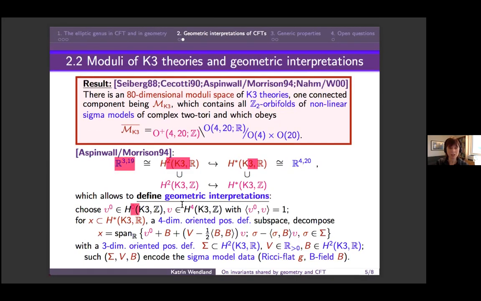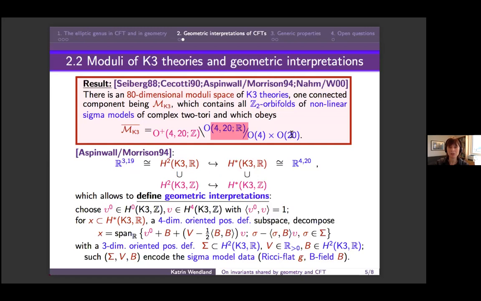That's actually given by H0 and H4. And to choose this embedding here, it's more convenient to choose the directions of H0 and H4. You can do this by choosing two generators, actually integer generators, normalize them so their scalar product is one. And then in order to give geometric labels to any point in our moduli space, you do the following.